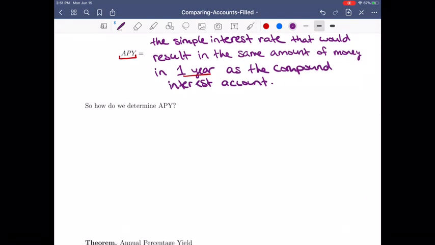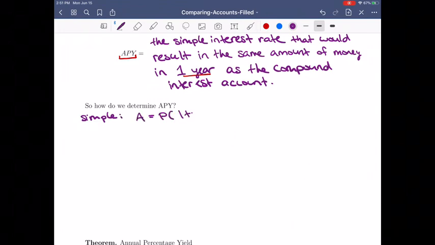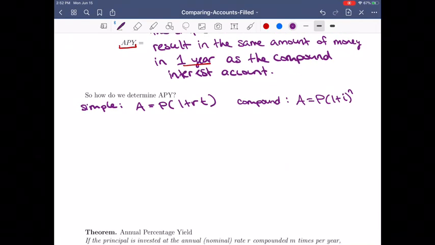So let's just remember the formulas. For simple interest, A was P times 1 plus RT. And for compound interest, A is P times 1 plus I to the N. So we have our compound interest account, which again, I guess we could write this using R's. So what we want is for the APY to be this R, so that the A value here is the same as the A value here.